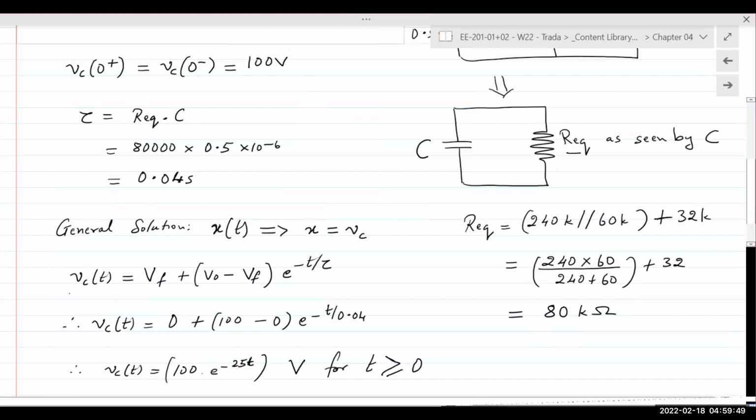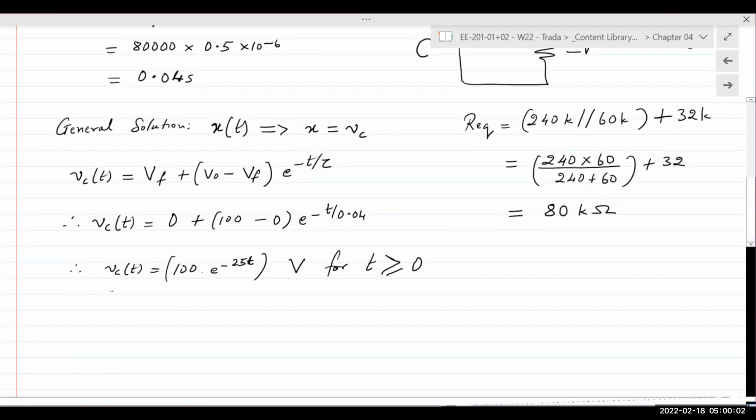And we write the expression, Vc is equal to Vf plus V0 minus Vf times e raised to minus t over tau. Plug in all the values and reduce the expression to its final form, where Vc of t is given by 100 times e raised to minus 25t. Overall units is describing voltage, so the units have to be volts. And this expression is valid for all time values greater than or equal to 0.